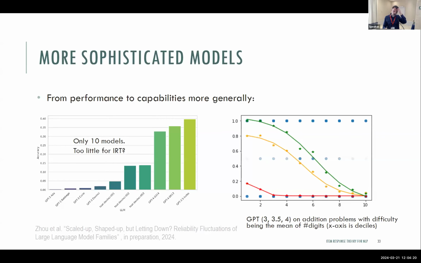And this is something that we have been working on for a few years, and now we have kind of a library or something. And this is very much IRT inspired. So in the end, it's kind of just a wild generalization. Do whatever you like, but the core thing is still IRT. So if you only have 10 models, maybe this is too little for IRT.